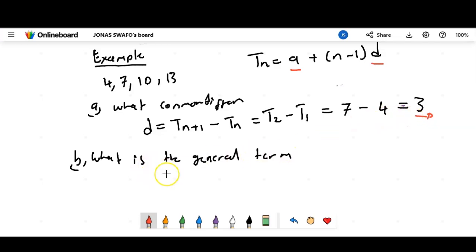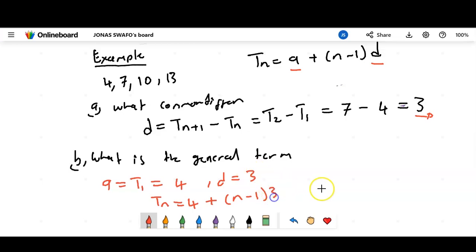Yes, remember guys, our A is our T1, which is the first term. And from this sequence, we can see that the first term is 4, right? Do we have our D? Yes, we just calculated that our D, or our common difference, is 3. Therefore, we can now say our Tn is equal to, we're going to substitute in our A, 4 plus n minus 1 all multiplied by D, and the D is 3.